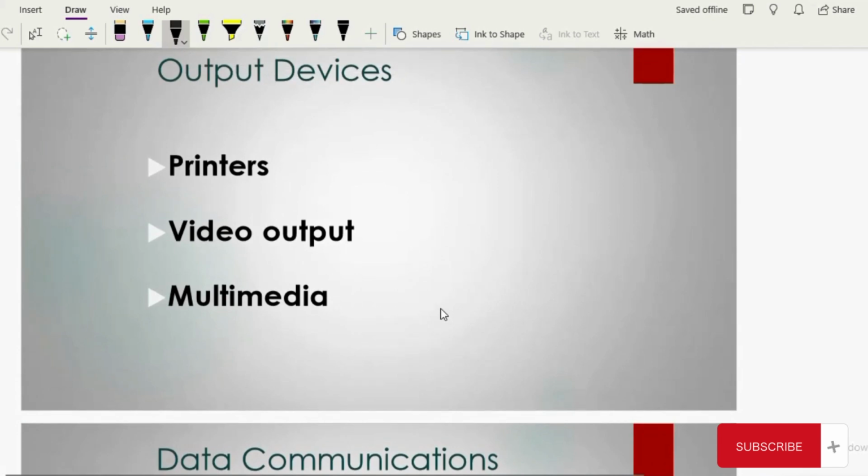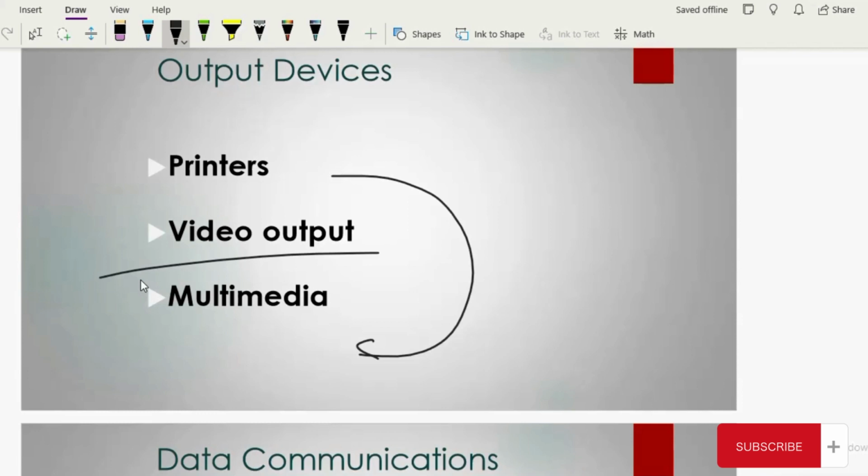Let's talk about output devices. Because we all are very much familiar with them, I'm not going to explain them in much detail. We know that many types of printers are there, so they are all categories of output devices. All the video output, in any form, they are your output devices. And also the multimedia you use in the form of projectors, in the form of screens, they all are output devices.